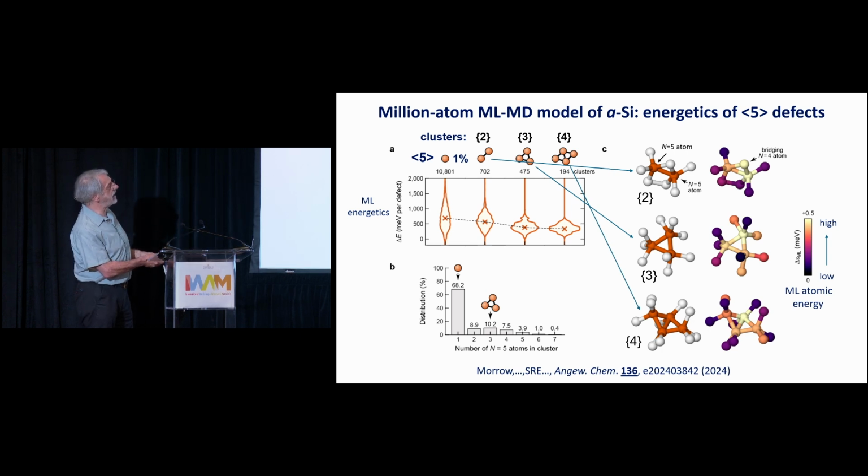So here's the energy scale going from very low to very high, and in this dimer of these 2 5-coordinate defects, this is the highest energy site, which is actually the bridging silicon between the 2 5-fold coordinate. So we've got all this local information that we can get.